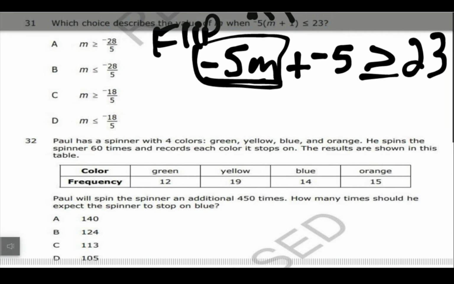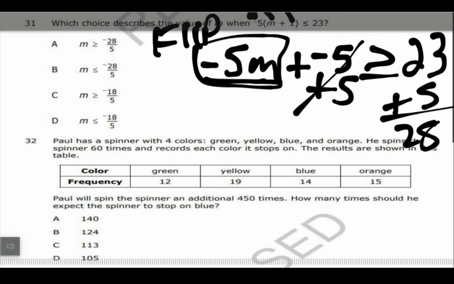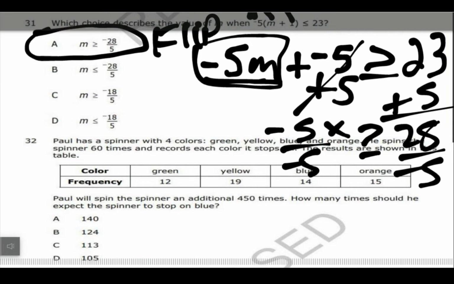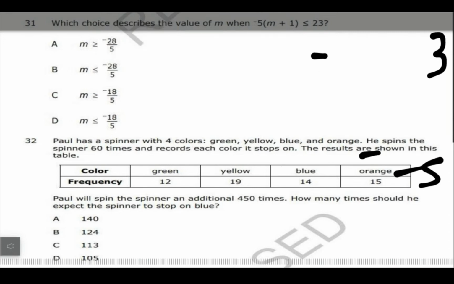So to solve this, I want to get rid of the negative 5 by doing the opposite. So I do plus 5, so that's 28. All right, and then I divide by my negative 5 here, which would be, again, we got a negative and a positive, so it's going to be a negative. All right, and we did have to flip it, so that is A for that one. All right, let me erase that.